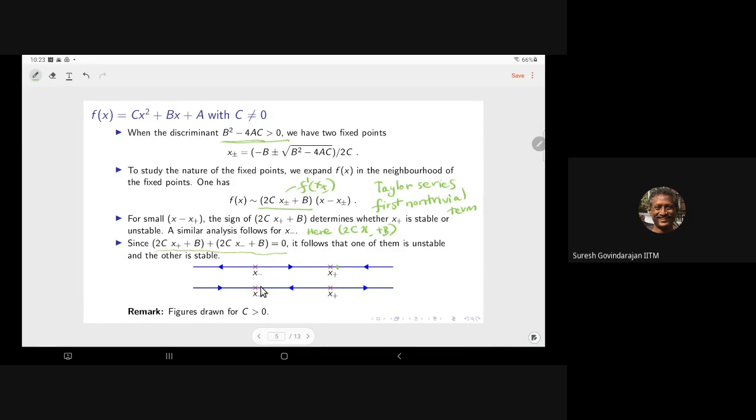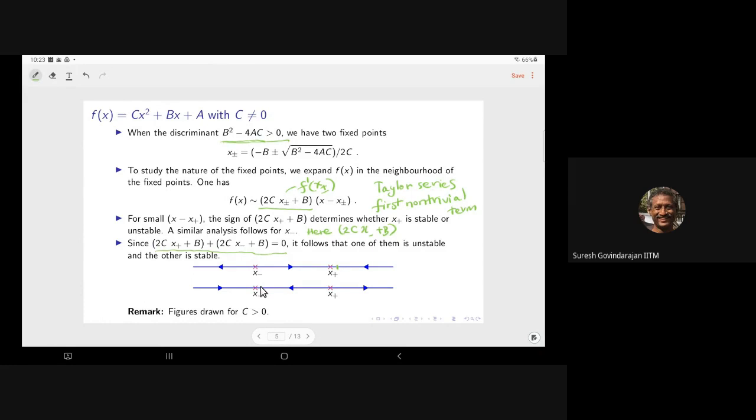So what does this say? If 2c x plus b is greater than 0, what can we say about 2c x minus plus b? Anybody? It will be less than 0. Okay, so what does it say? It says that one of them will be stable and the other will necessarily be unstable, at least for the discriminant greater than 0.